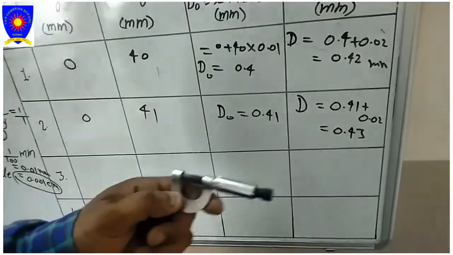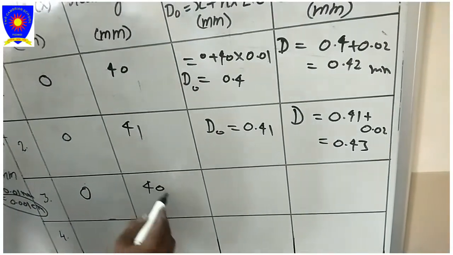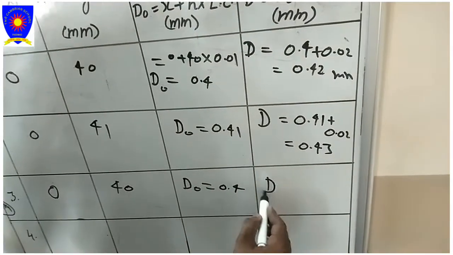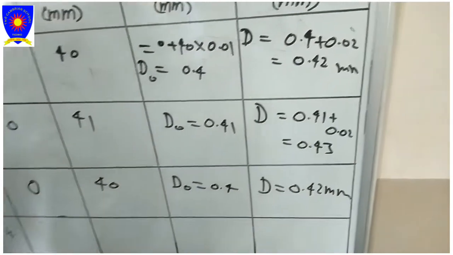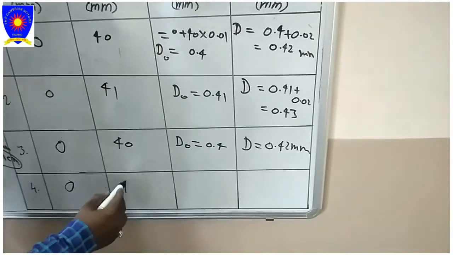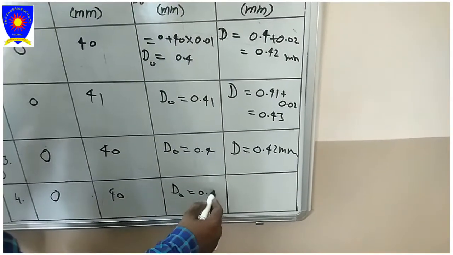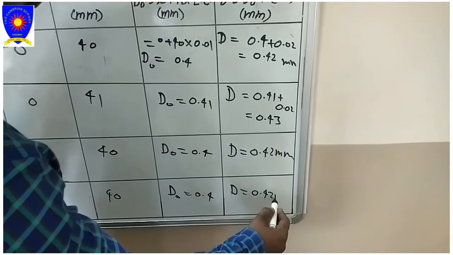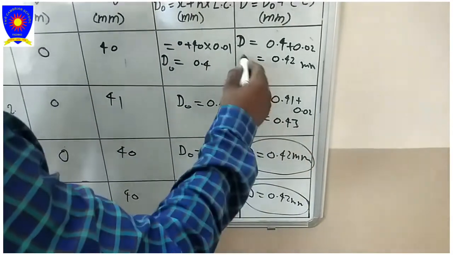Again taking this reading similarly, we are looking that we have again got 0.42, meaning D naught is equal to 0.4 and this value will be again 0.42 mm. After solving this for the fourth, we are again taking that this value is the same. So D naught is equal to 0.4. So D is equal to 0.42 mm. We are looking that three readings are similar.